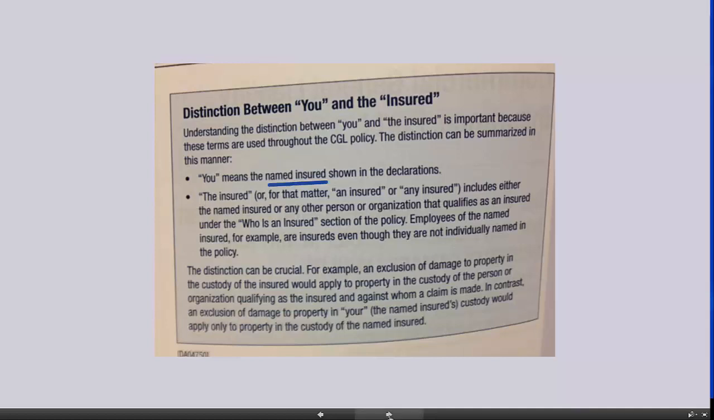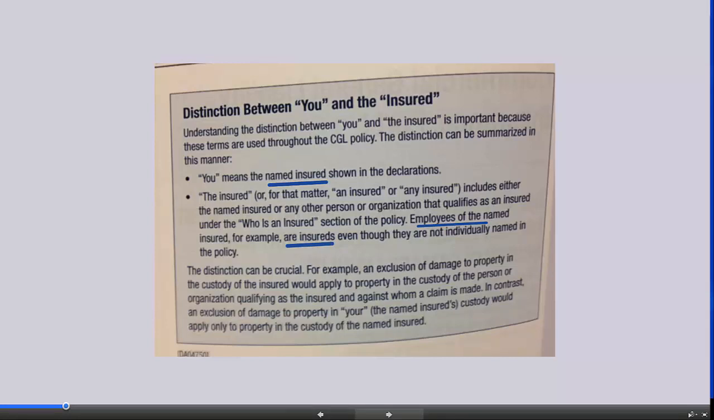You means the named insured shown in the declarations. The insured, for that matter, includes either the named insured or any other person or organization that qualifies as an insured under the Who is an Insured section of the policy. Employees of the named insured, for example, are insureds even though they are not individually named in the policy. The distinction truly can be crucial.